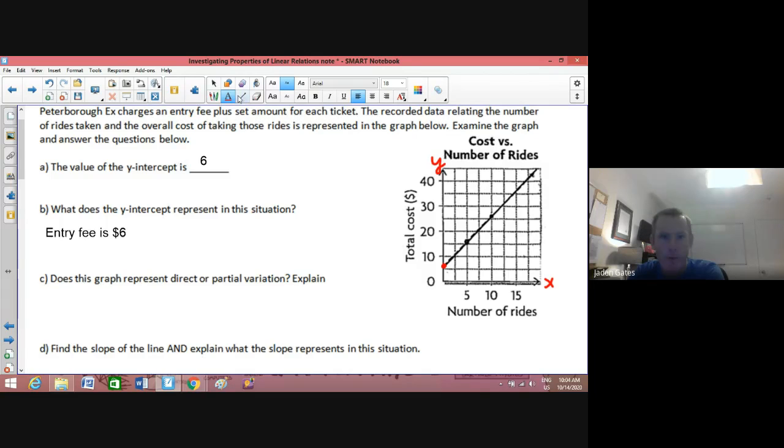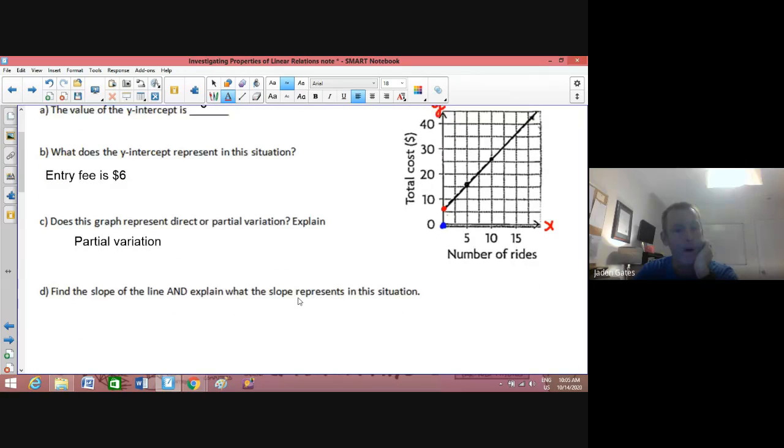All right. Does our graph represent direct or partial variation, just like in my last video? Well, we look at the starting point of 0, 0, there it is right there in the blue dot. Does our line pass through that point? No, it does not. And so that means we are dealing with partial variation because it does not go through our point 0, 0, our origin.